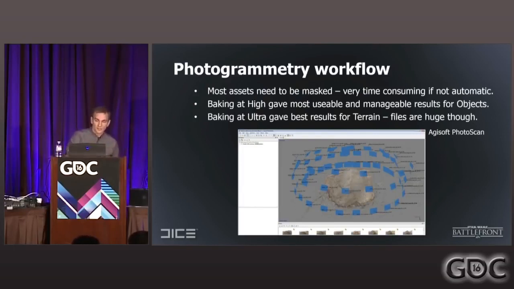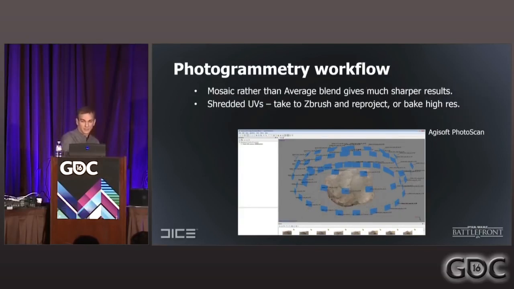So once you have those calibrated photos, you take them. For most assets, we would mask out the asset. That is, draw an actual mask around it to help isolate it. It would just ensure slightly more consistent results. We would bake at high for normal assets, for props and objects, and we would bake at ultra for our terrain. It's worth noting that your file sizes can be pretty daunting at that point, but those are the settings that give us the best results.